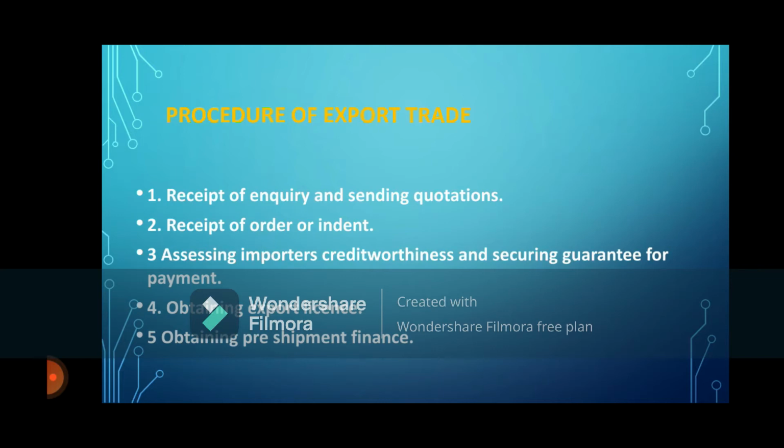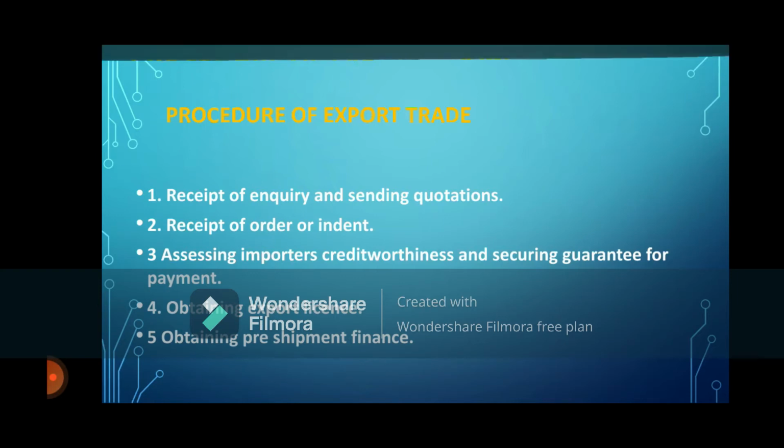Next step in this procedure is obtaining an export license. According to customs law, a firm must acquire an export license before exporting goods. And the fifth step is obtaining pre-shipment finance. Dear students, pre-shipment finance is the finance which the exporter needs to procure raw material and other components, for processing and packaging of goods, and transporting of goods to the port of shipment.